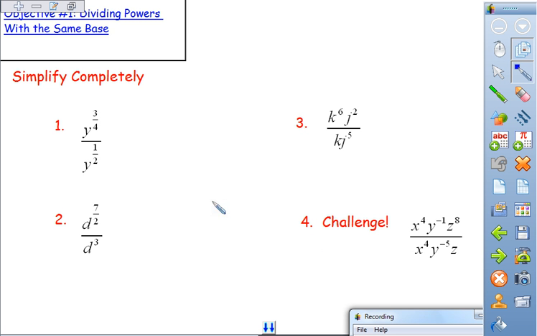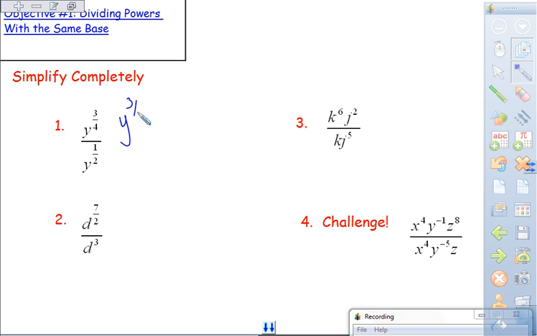So let's try some of these together. Number 1, bases are the same, so we are going to use subtraction. y to the 3/4 minus 1/2. So that's y to the 3/4 minus 2/4, so y to the 1/4.